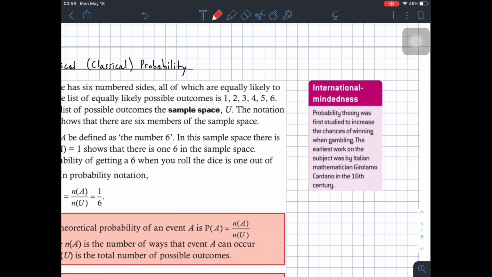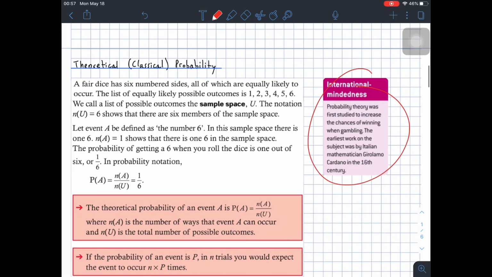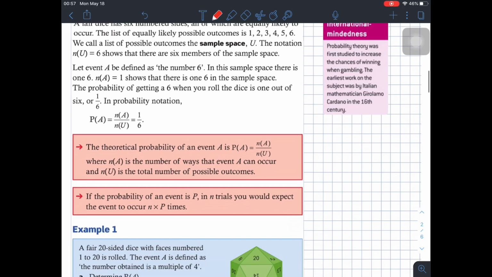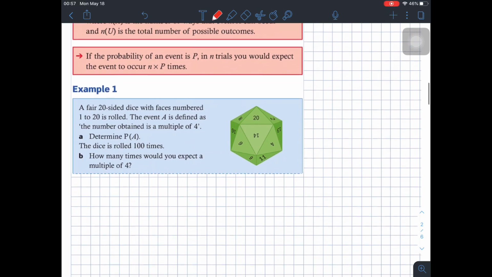It says, probability theory was first studied to increase the chances of winning when gambling. So probability, or the analysis of probabilities, was invented because of gambling, right? The earliest work on the subject was by Italian mathematician Girolamo Cardano in the 16th century. So that's just a little bit of history for you to know, cultural knowledge.